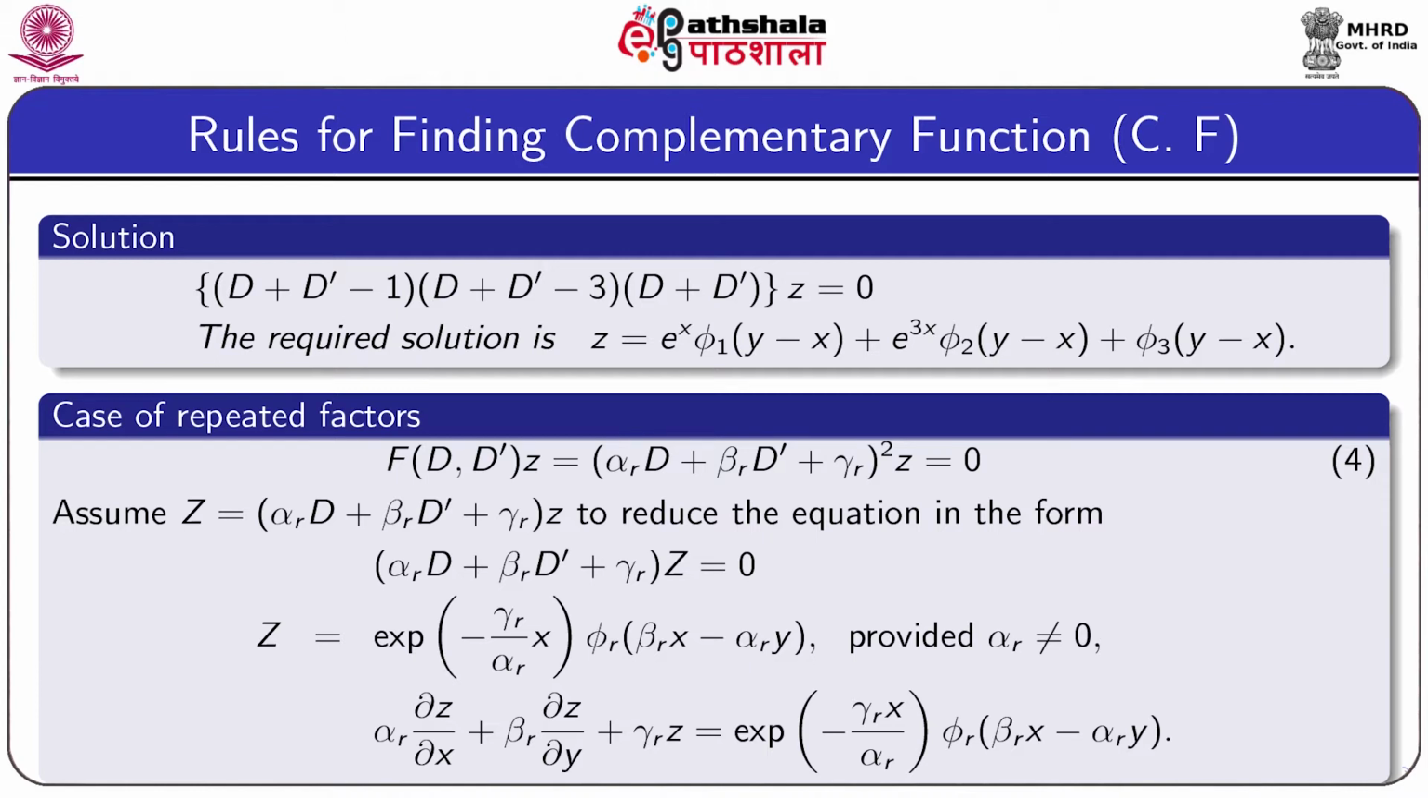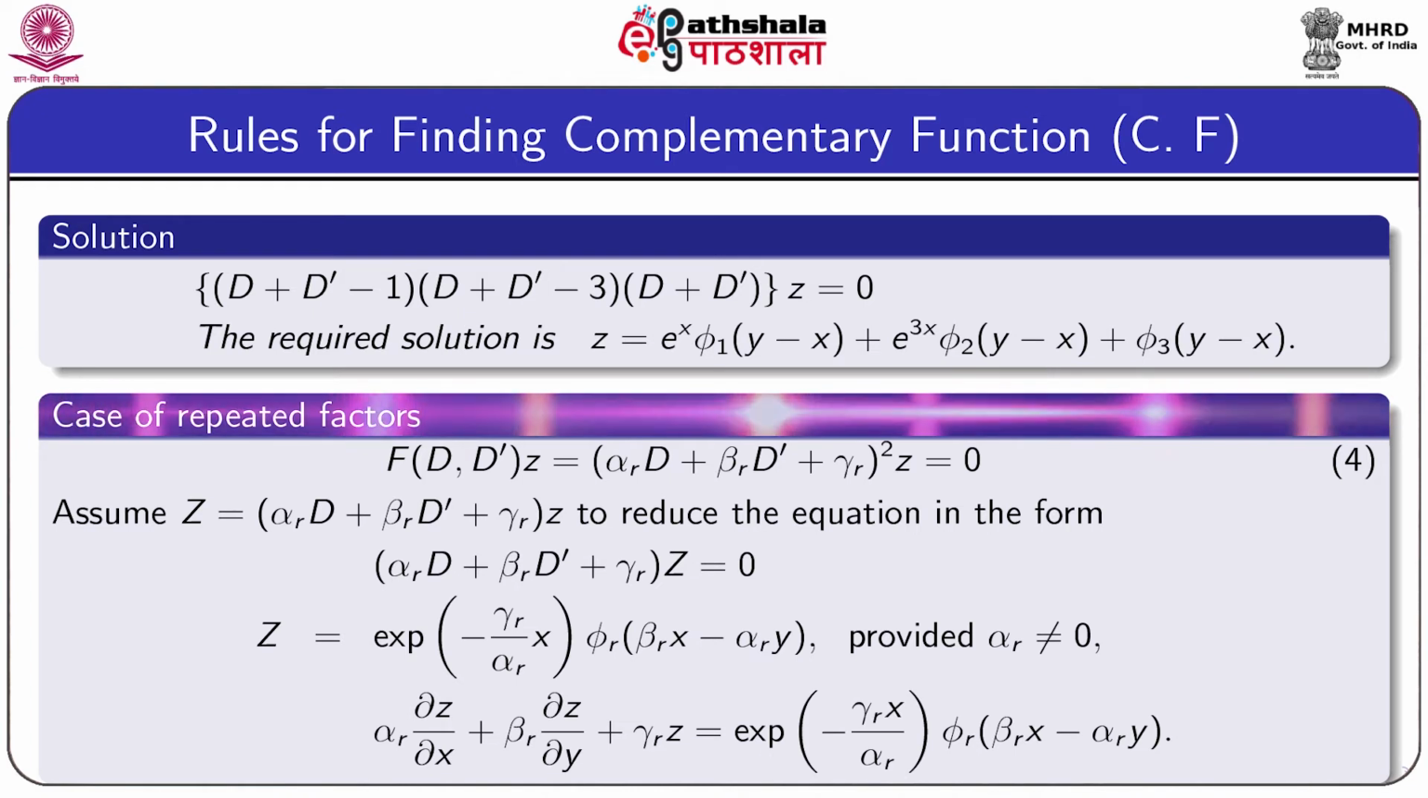So, using the first theorem, one solution is e to the power x into phi 1 of y minus x, and e to the power 3x into phi 2 of y minus x, and the third solution is phi 3 of y minus x. Now, the linear combination of these three solutions will give the general solution of the given equation, which is written here: z equals the sum of these three functions.